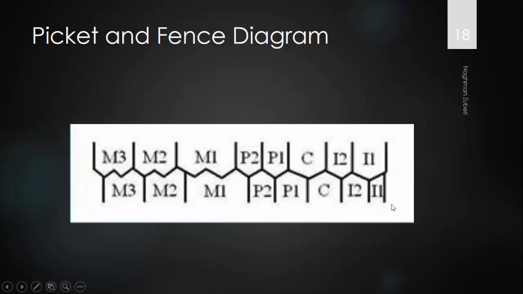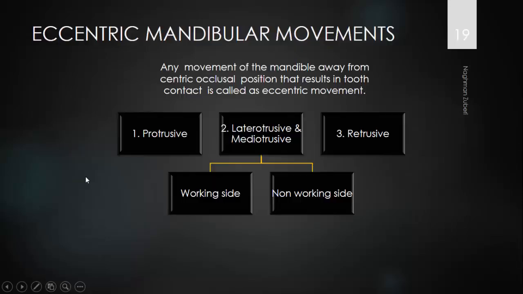Now, eccentric mandibular movements. Any movement of the mandible away from the centric occlusal position that results in tooth contact is called an eccentric movement. It could be protrusive, laterotrusive, mediotrusive and retrusive. Laterotrusive will be on the working side, whereas mediotrusive will be on the non-working side.